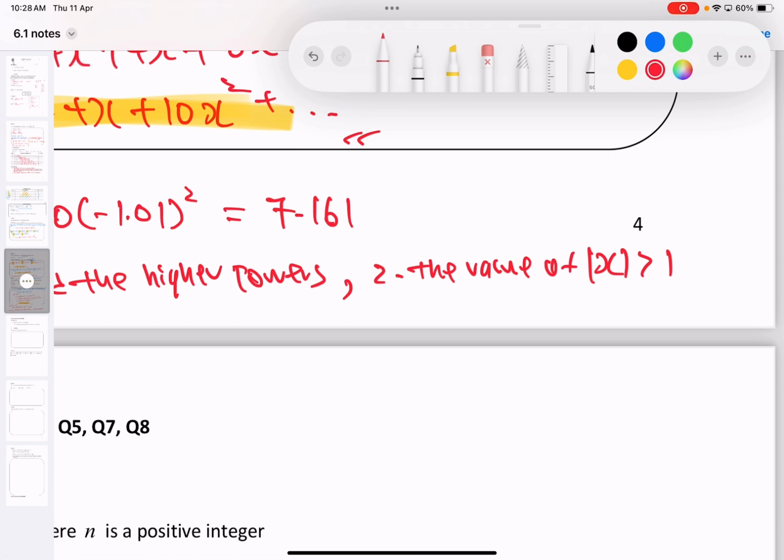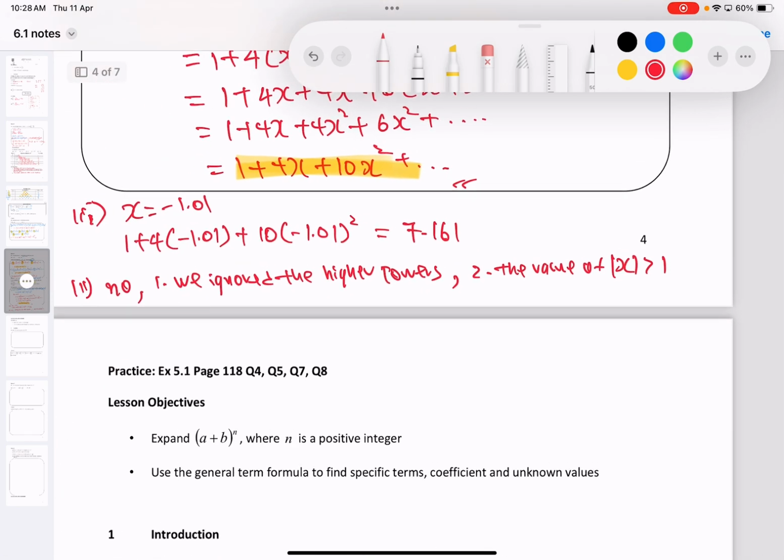It doesn't matter that it's negative 1.01, because modulus means we don't care about the sign. You see these 2 lines around the x? That is called modulus. That means the value itself, ignoring the negative sign, is more than 1. So when we square it or cube it, it's going to be a number that is significant. We cannot ignore it. So, 2 things.